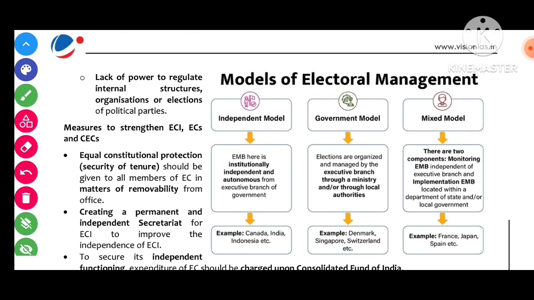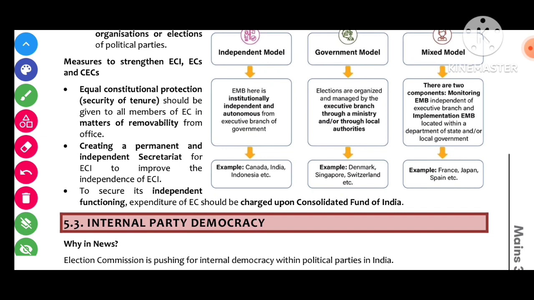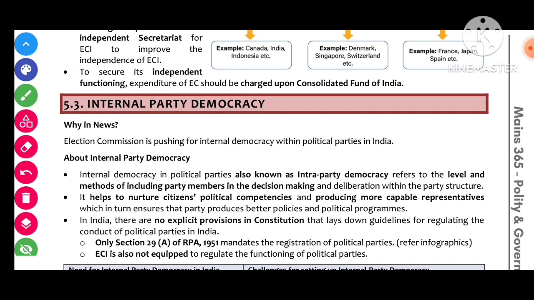And what are the models of electoral management, such as the independent model, government model and mixed model. For example, the independent model, such as in Canada, India, Indonesia. And the government model, such as in Denmark, Singapore, Switzerland. And the mixed model, France, Japan and Spain. So you can remember that.